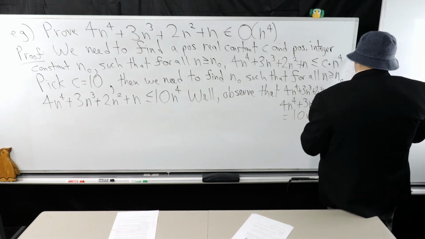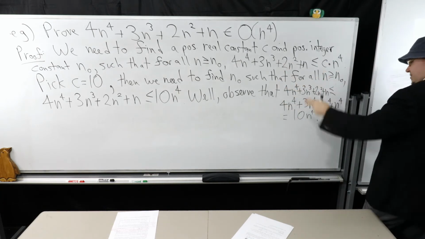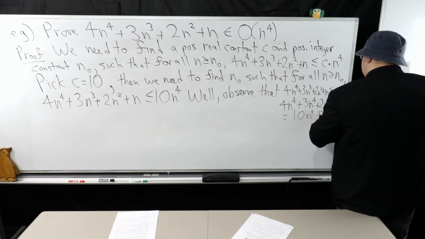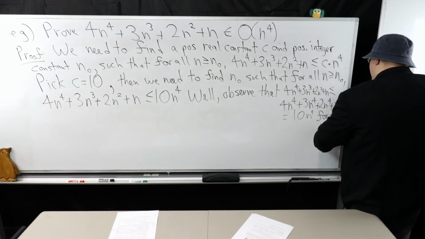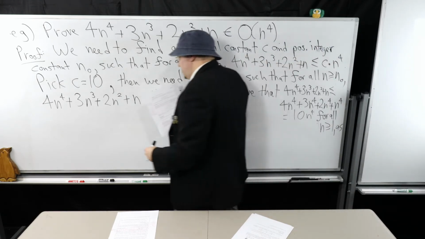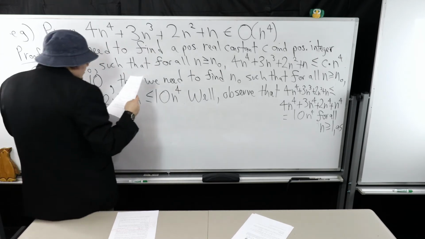Now here's the part where I justify it. So I'm saying observe that this is true for all n greater than or equal to 1. Now here's the reasoning.